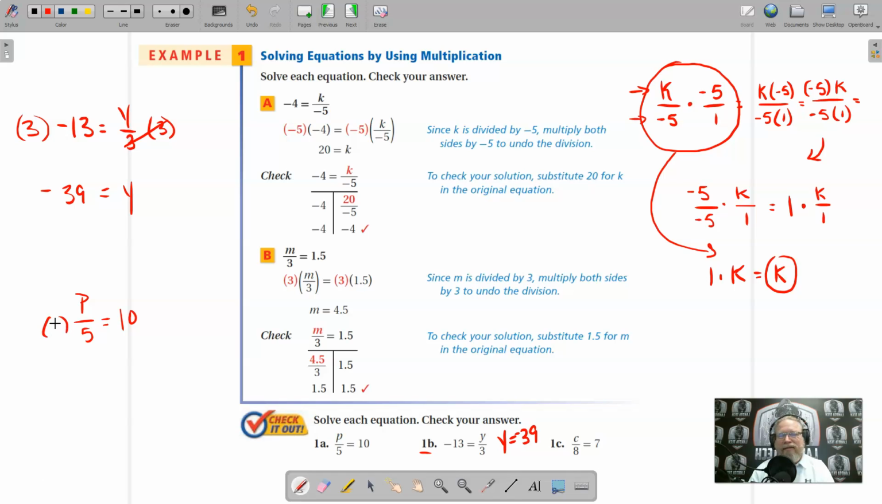I'm going to multiply by the very number I wish to get rid of, which is 5. And what I do to one side, I'm going to do to the other. You probably realize I have said that a lot. The 5's are going to cancel each other, leaving me with just P on the left. And 10 times 5 is indeed 50. 50 divided by 5 equals 10. Indeed, it does.